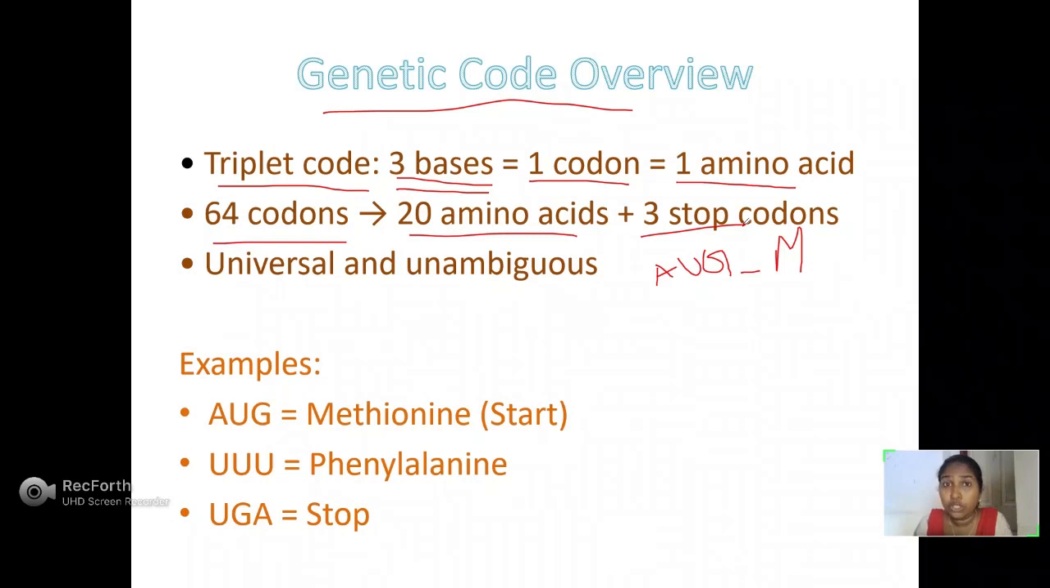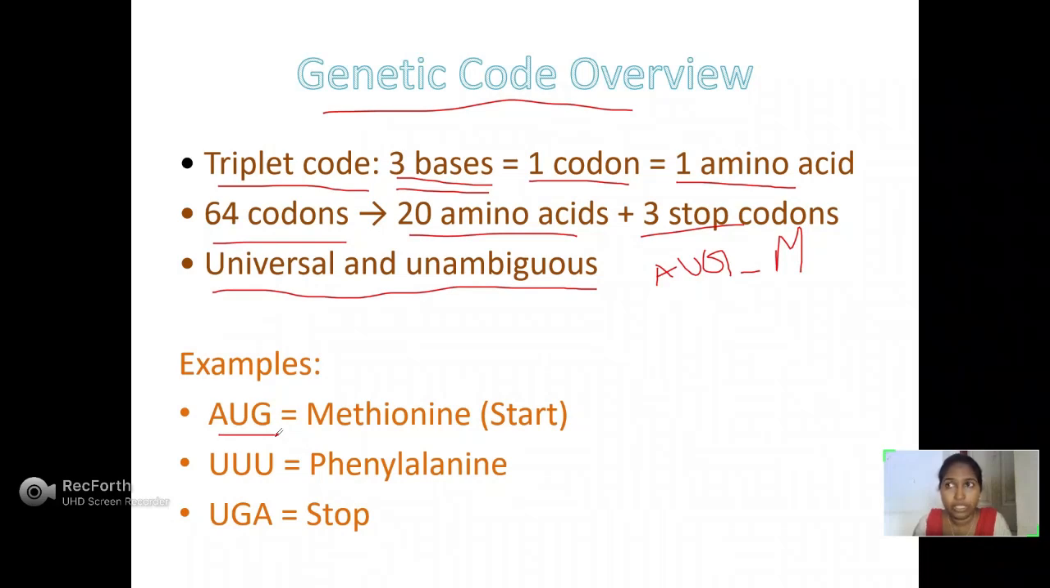What are the 3 stop codons? We just learned in the termination process: UAA, UGA, UAG. These 3 are the stop codons. There are 64 codons, which code for 20 amino acids and 3 stop codons. This genetic code is universal and unambiguous.